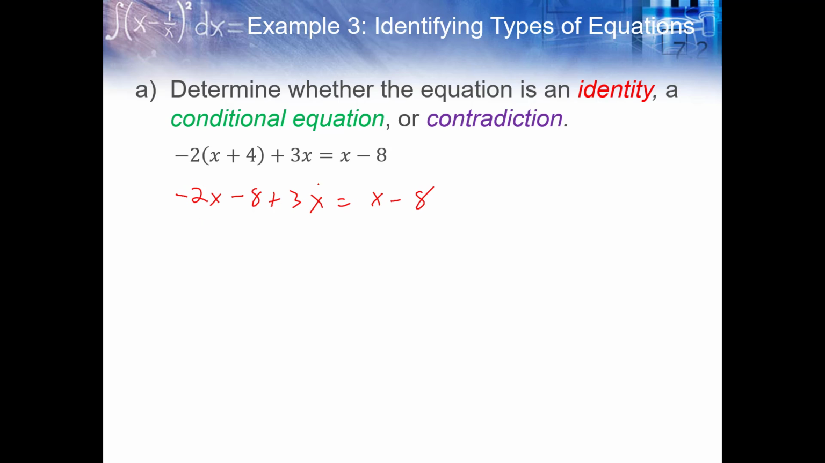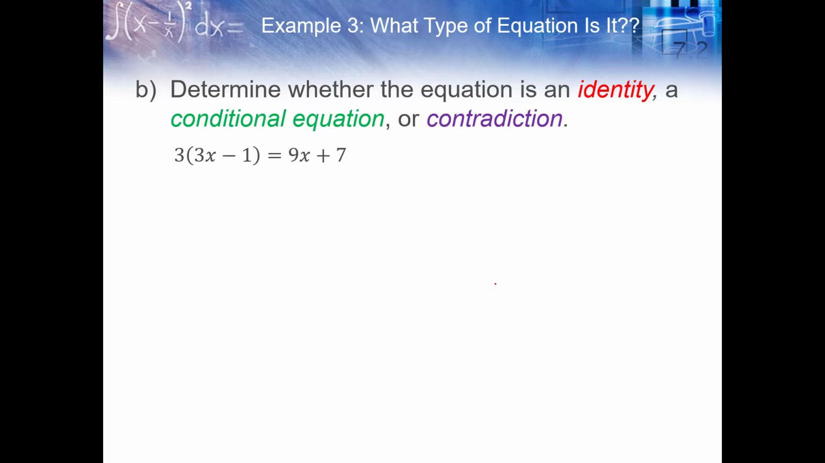Now notice we have two like terms here, -2x and 3x, and we can combine those, and if we do, we'll have x minus 8 is equal to x minus 8. And you really don't need to go any further. This is a statement that will be true for all x. So this right here is an identity.